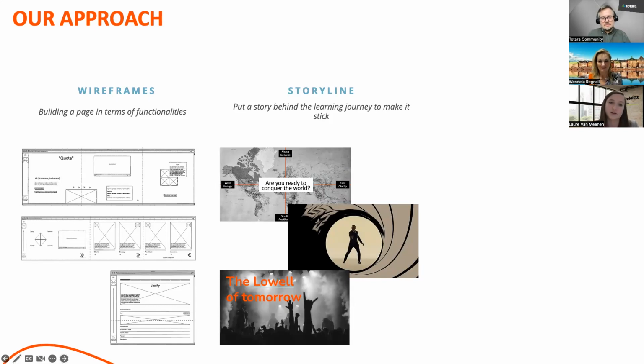The second story was the James Bond theme, where they had to go on a secret mission to discover the capabilities and learn from the mission they were on. And the third one was the Lowell of Tomorrow, which was in the mindset of Tomorrowland and festival theme, where they could discover the different stages and the different music that were on there, and think about the Lowell of Tomorrow in the Tomorrowland kind of way.